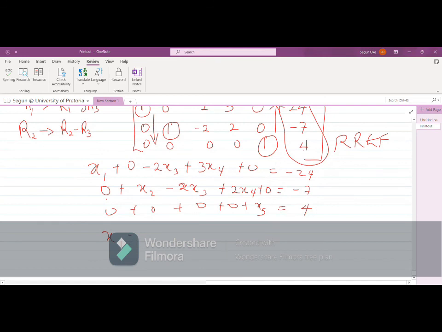I can just put it this way: x1 minus 2x3 plus 3x4 equals minus 24. So we have x2 minus 2x3 plus 2x4 equals minus 7. And x5 equals 4. That's all, if they ask you to write the equation out of it.